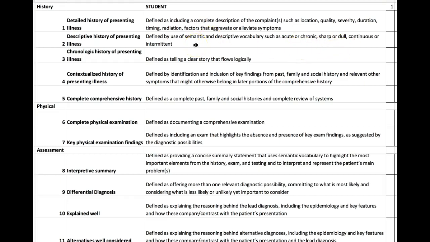I can say that when I'm grading these, I actually keep a list of these 7 things and check them off as I see them demonstrated in the HPI. Obviously, we want it to flow logically, put the HPI into context of what other medical problems the patient has, as well as be really complete in the patient's past medical, surgical, family, social histories, as well as review of systems.